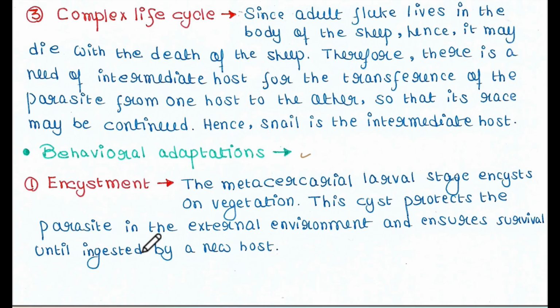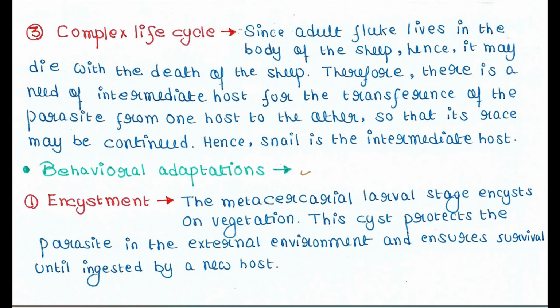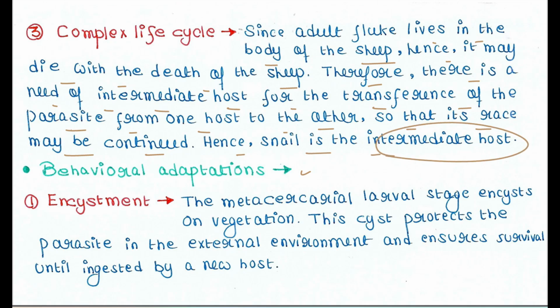Okay. Complex life cycle. Since the adult fluke lives in the body of the sheep, it may die with the death of the sheep. Therefore, there is a need of an intermediate host for the transference of the parasite from one host to the other, so that its race may be continued. Hence, snail is the intermediate host in this case.